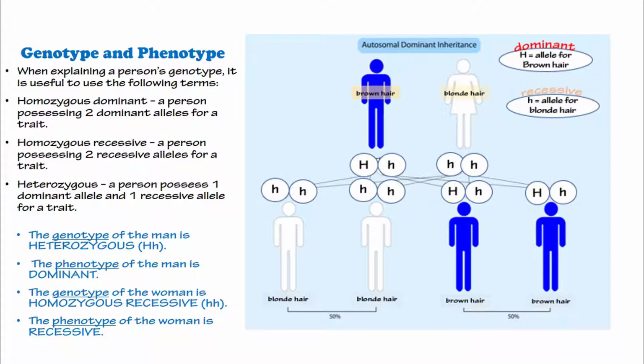The genotype for this man is heterozygous because he has one allele that is dominant and one allele that is recessive. The phenotype of the man, however, is dominant. He displays the dominant trait of having brown hair. The genotype of the woman is homozygous recessive because she has two recessive alleles for hair color. The phenotype of the woman is recessive, which is blonde hair.